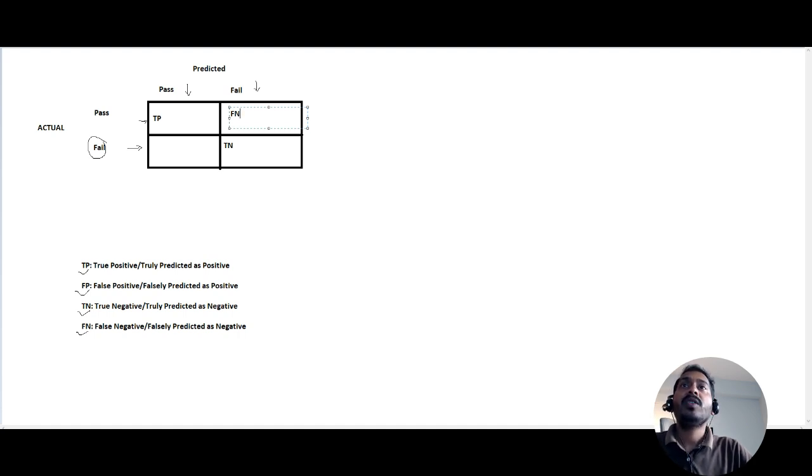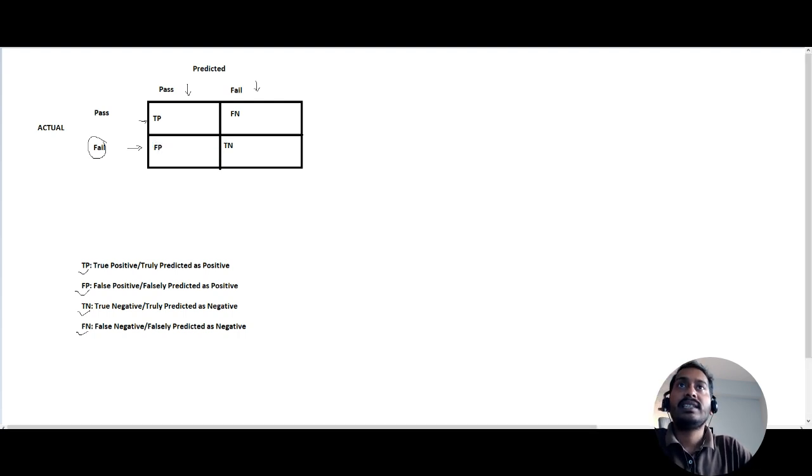Okay, now if I go for the next, third coordinate, here actual it was fail and in the prediction it shows pass, so that is false. In this false, if we go for the second part, which is the prediction, the prediction falls under the pass column, so pass represents positive, so I will write it as a false positive.